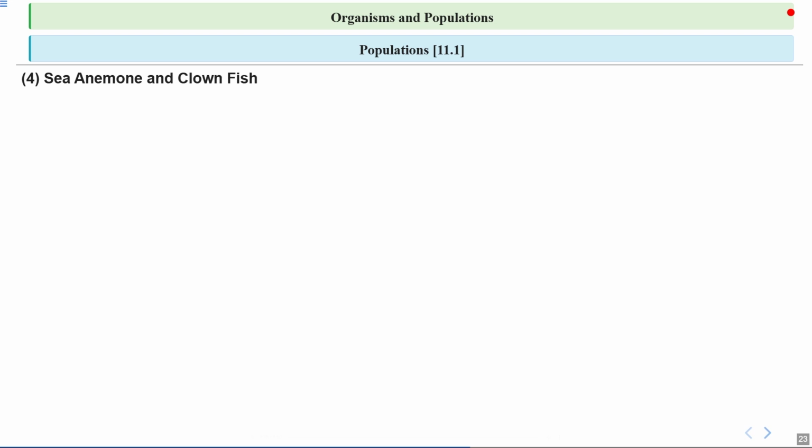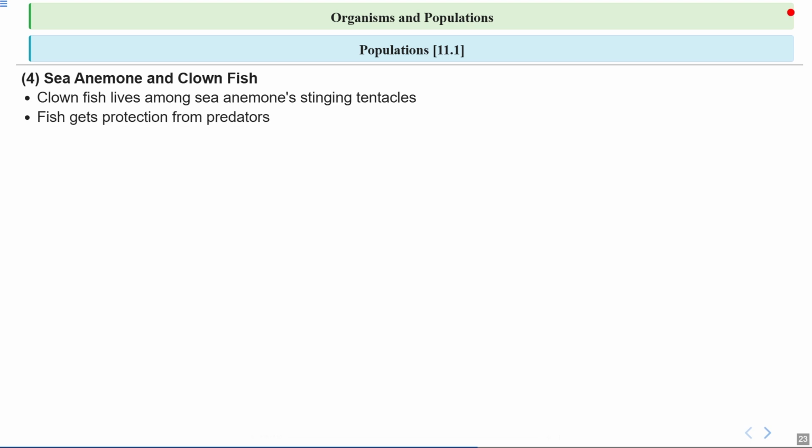Next example is sea anemone and clownfish. So now the clownfish lives among the sea anemone's stinging tentacles. So these tentacles provide protection to the clownfish. Now fish gets protection from the predators. So living among the sea anemone's tentacles gives fish protection from the predators. Here the predators avoid the stinging tentacles, so fish also gets protection against the predators.